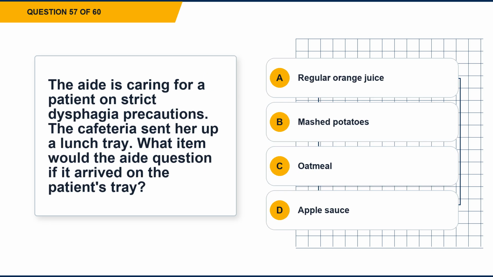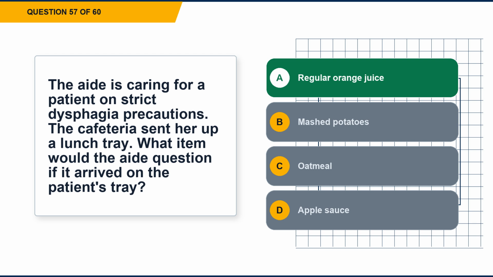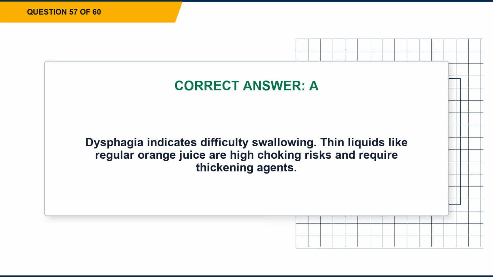Question 57. The aide is caring for a patient on strict dysphagia precautions. The cafeteria sent her up a lunch tray. What item would the aide question if it arrived on the patient's tray? Option A, regular orange juice. Option B, mashed potatoes. Option C, oatmeal. Option D, applesauce. The correct answer is option A, regular orange juice. Explanation: Dysphagia indicates difficulty swallowing. Thin liquids like regular orange juice are high choking risks and require thickening agents.